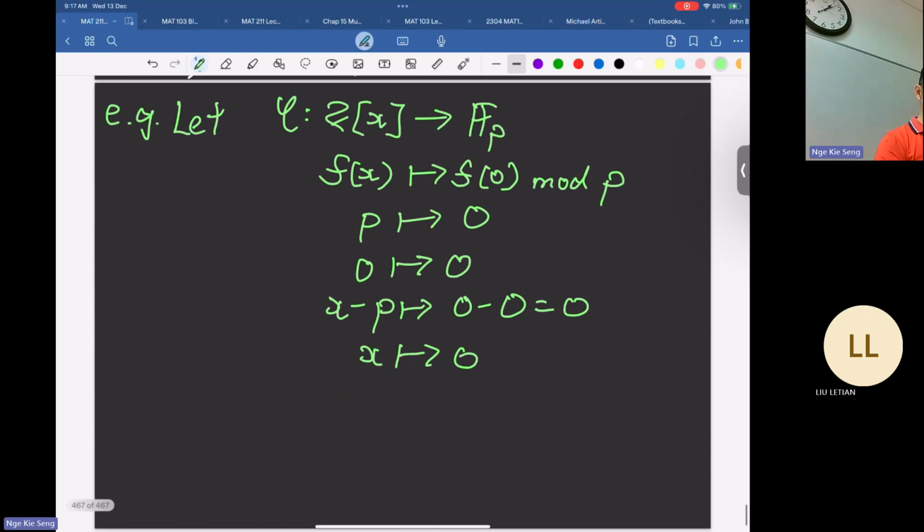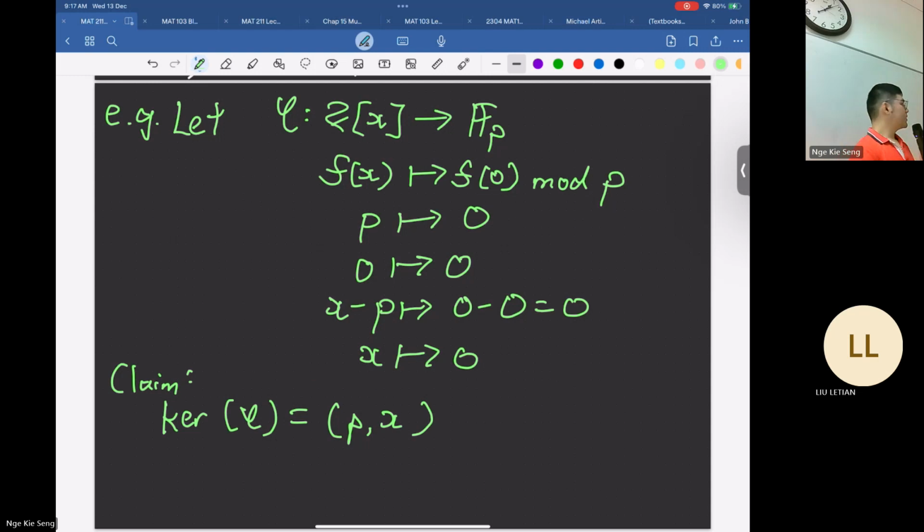So actually the claim is that the kernel here is generated by p and x. Generated by two things.